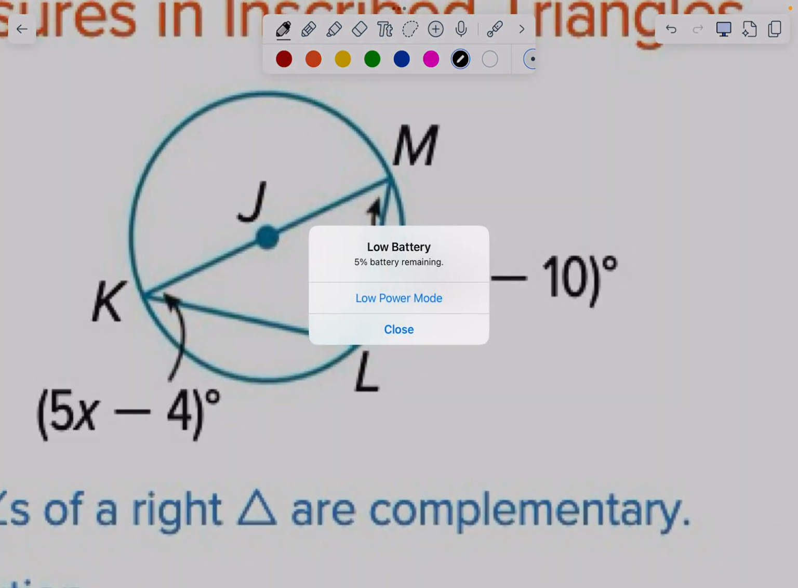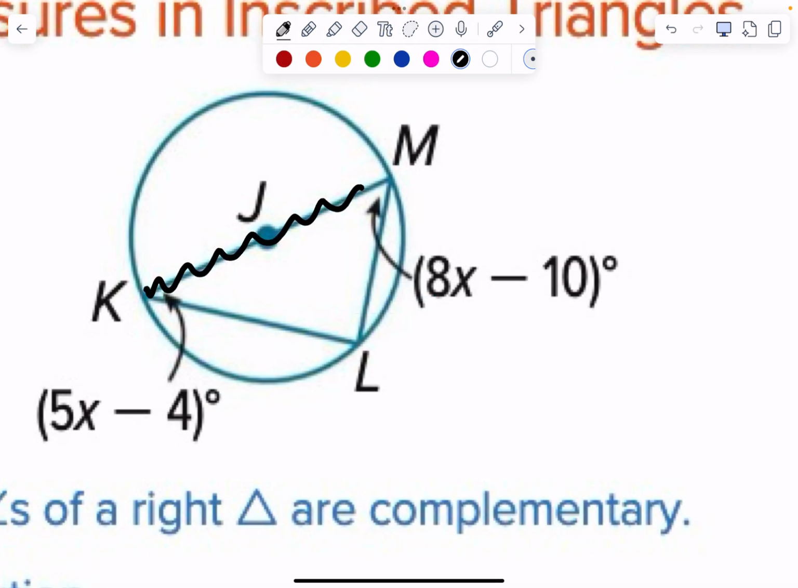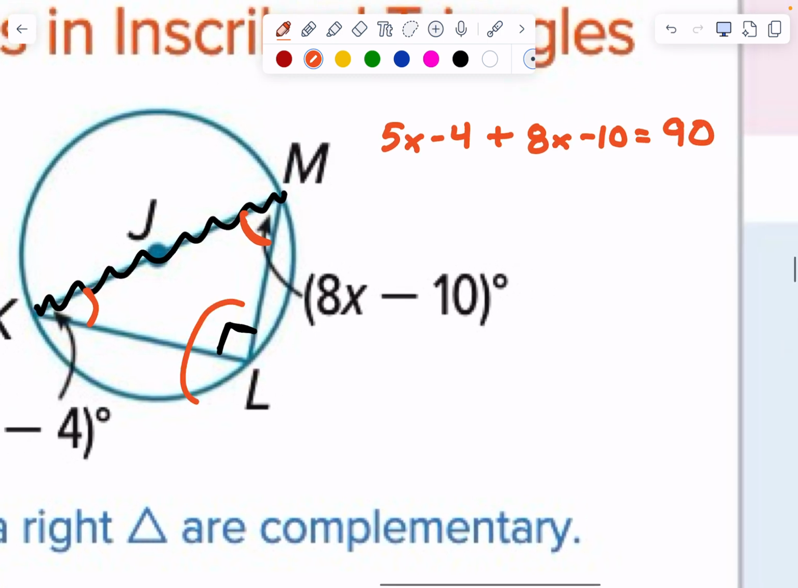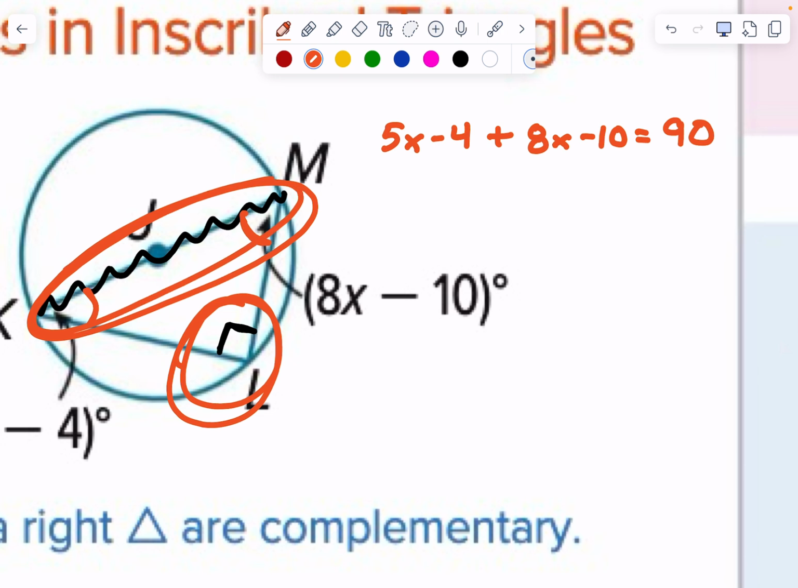This is interesting. KM is the diameter. So if that's the diameter, then what do I know about angle L? It's 90. What else do I know? Those two together make 90. These two add up to be the other 90, so they're not equal to each other. 5x minus 4, if I add that to the 8x minus 10, that equals how much? 90, because this is 90, and these add up to be the other 90.